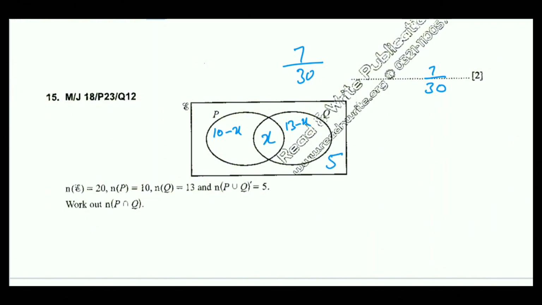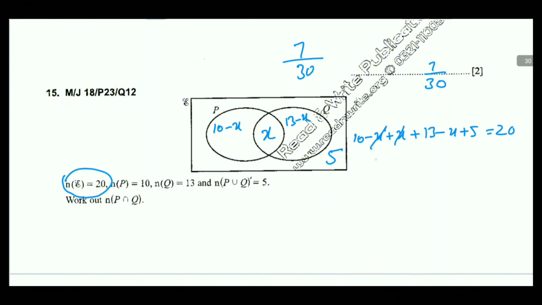Now we can find x first. How will we find x? The total number of the universal set is 20. It means the sum of all the values should be 20. 10 minus x plus 13 minus x plus 5 is equal to 20. x cancels. 13 plus 10 plus 5 is 28. 28 minus x is equal to 20. 28 minus 20 is equal to x. 8 is equal to x. x is 8.